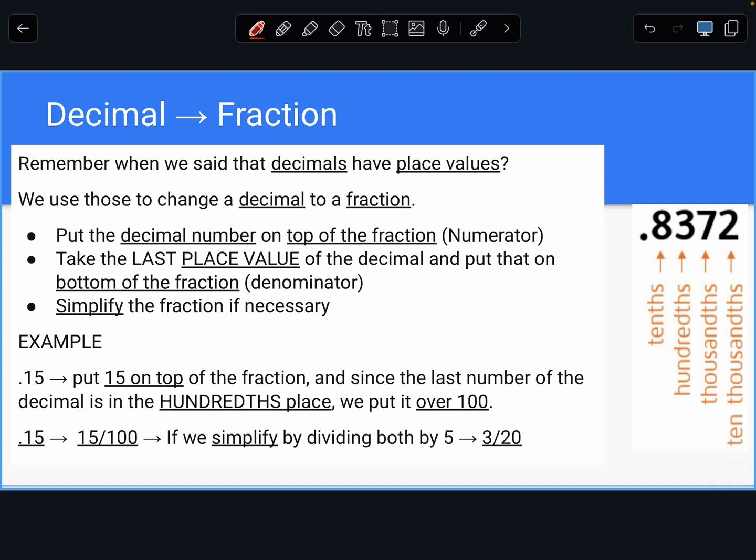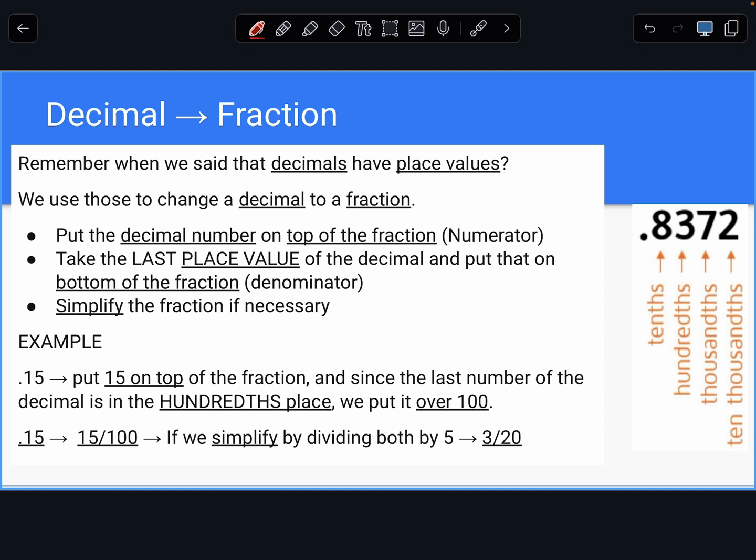Okay, a decimal to a fraction. Remember when we said that decimals have place values? Well, this time we use the place values to change a decimal to a fraction. The way that we do that, we have 3 steps. Put the decimal number on the top of the fraction. The top of the fraction is called the numerator. Then we take the last place value of the decimal and put that on the bottom of the fraction. The bottom of the fraction is called the denominator. And then we simplify that fraction if necessary.